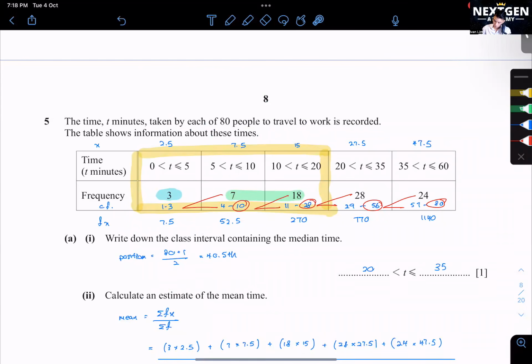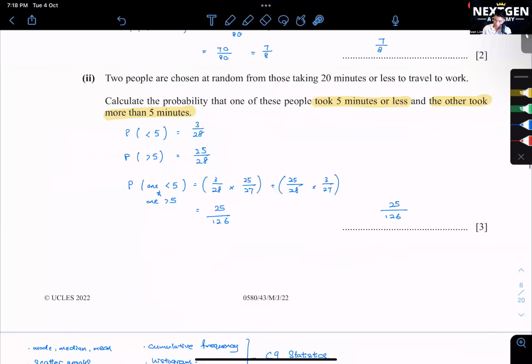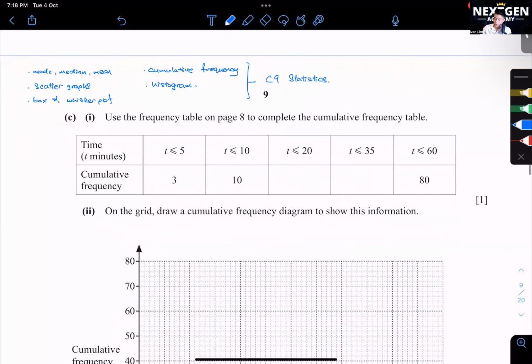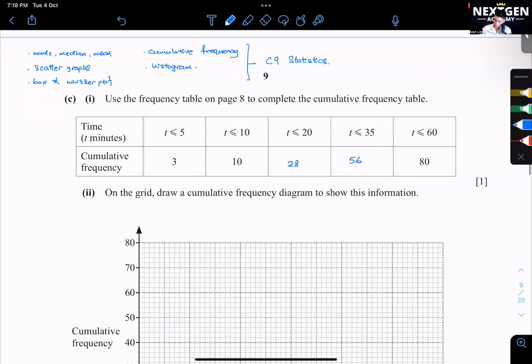From here, you add. So 7 plus 3 will become 10. 18 plus 10 will become 28. 28 plus 28 will become 56. 24 plus 56 will become 80. Okay, that's how you calculate your cumulative frequency. Go and practice a few if you're not so sure how to do this cumulative frequency graph. So 28, then 56, 80.